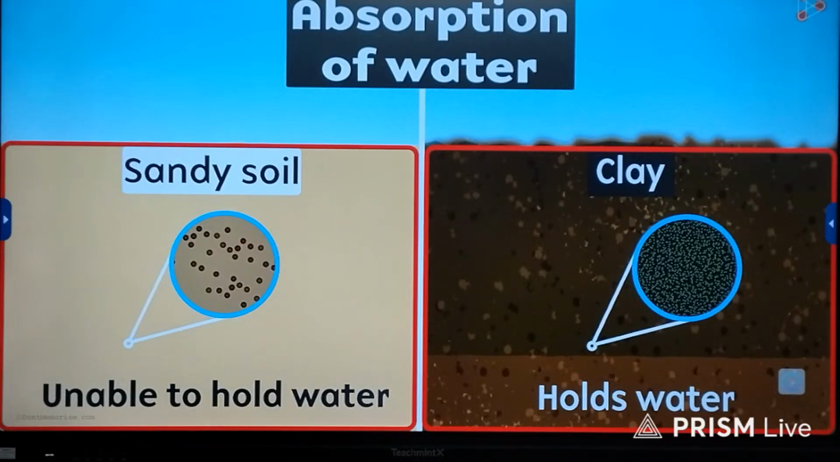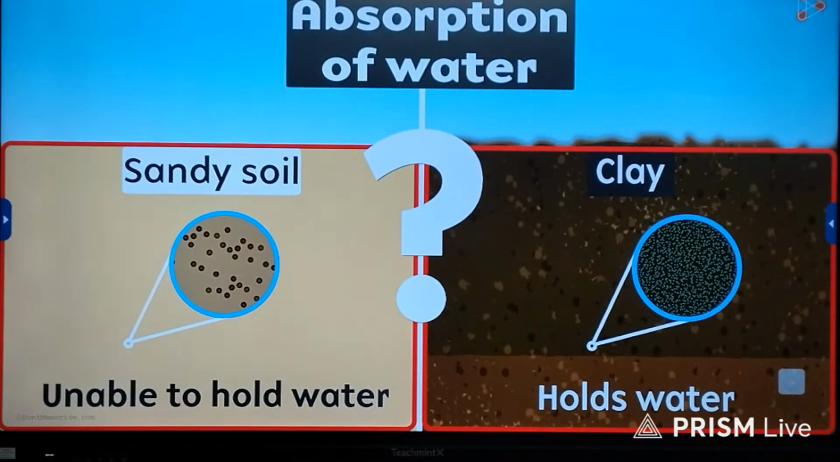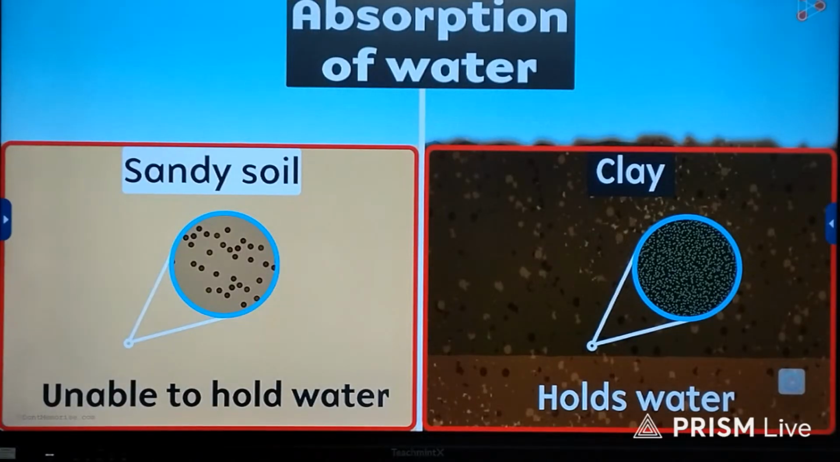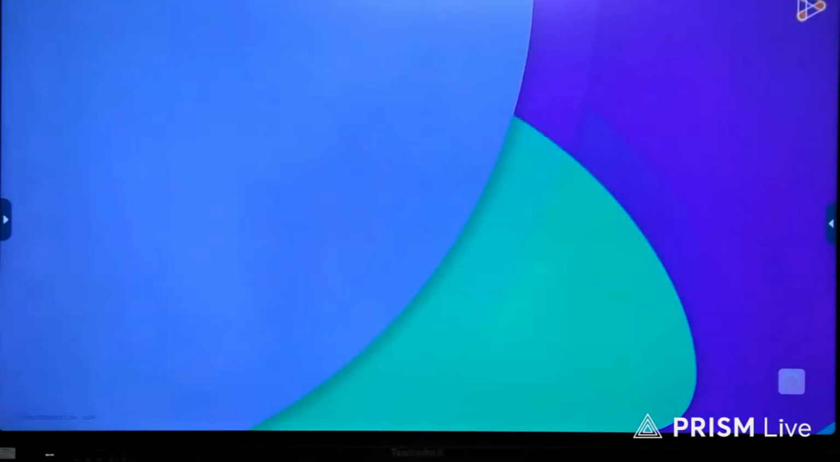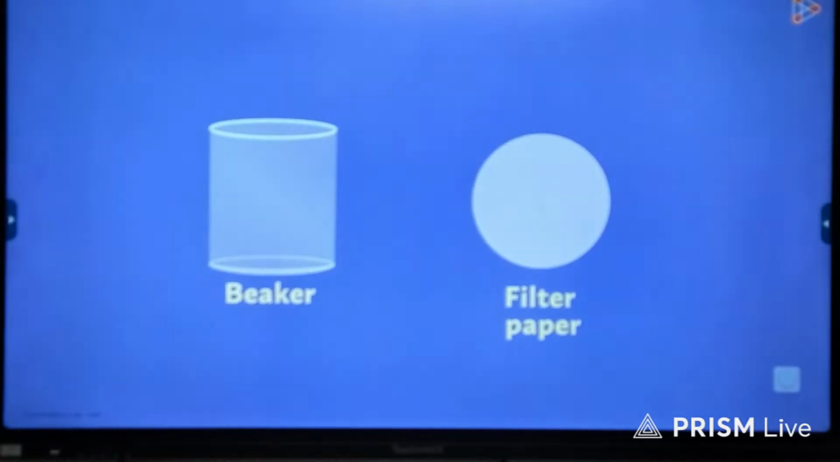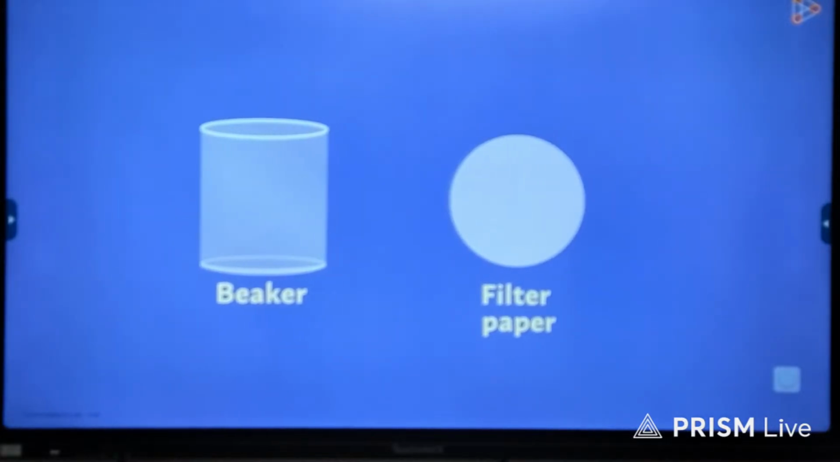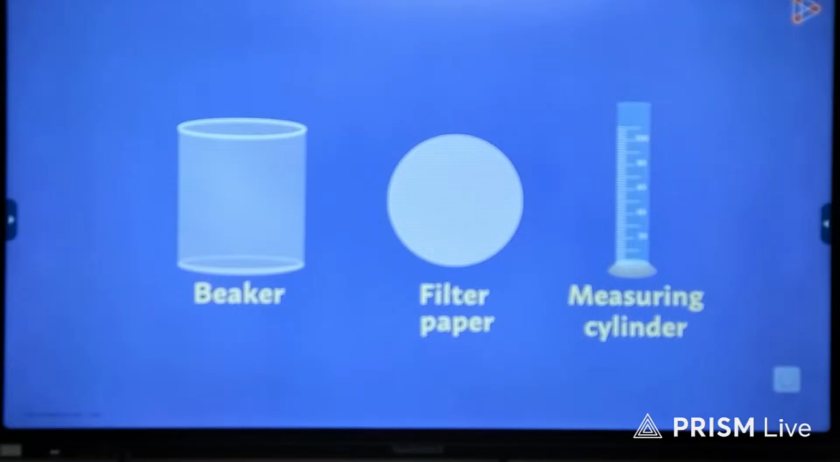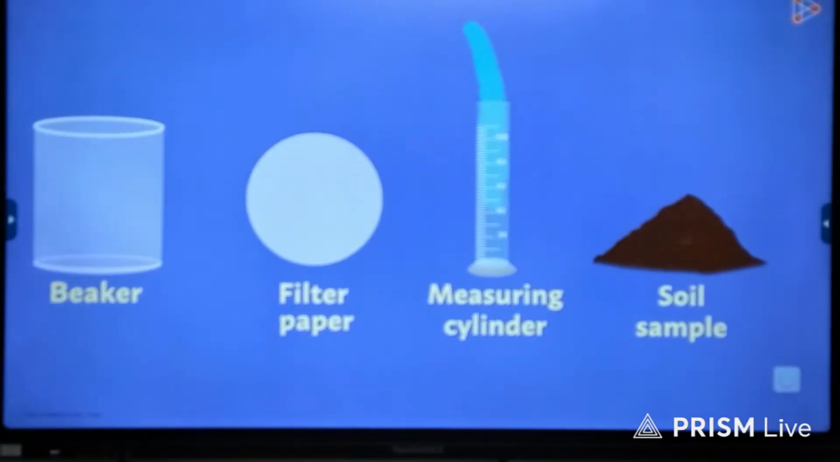So, is there a way to calculate the absorption of water by the soil? Of course, yes. Let us first gather the assembly for this. We take a beaker and a filter paper. Next, we take a measuring cylinder and most importantly, a soil sample and water. Now let's arrange the setup.